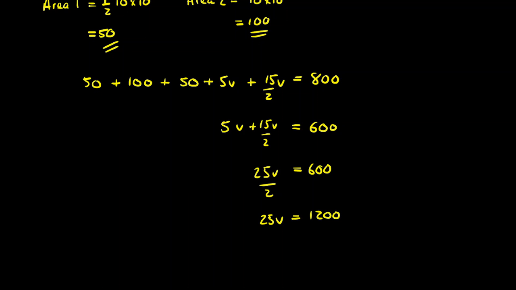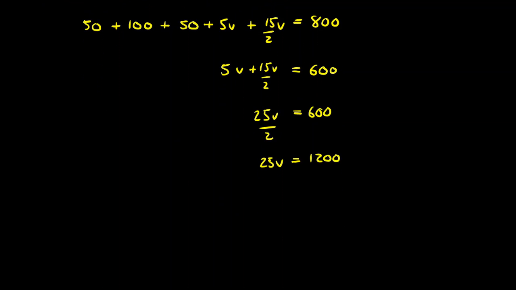Okay, and then we want to divide both sides through by 25. Well, there are 4 25s in 100, right? And I've got 1200, so it's going to be 12 times 4, which is 48. Of course, you've got a calculator, but it's good to be able to do some mental math as well. Okay, so the velocity there is 48.